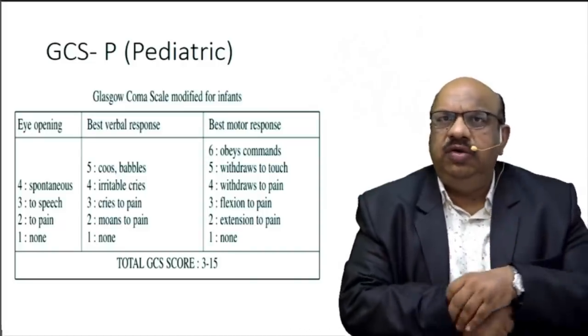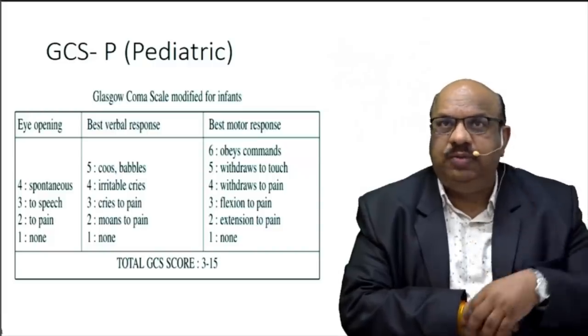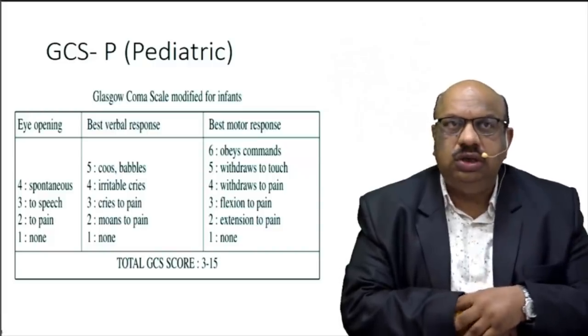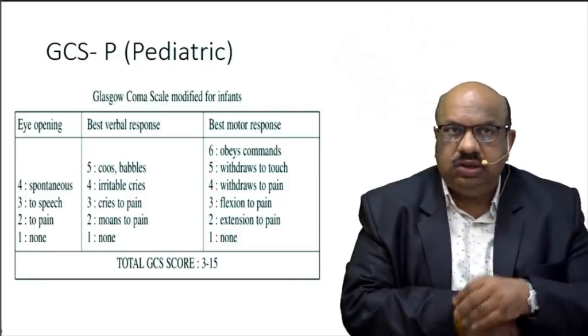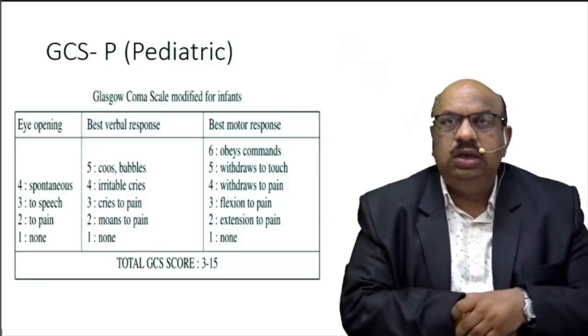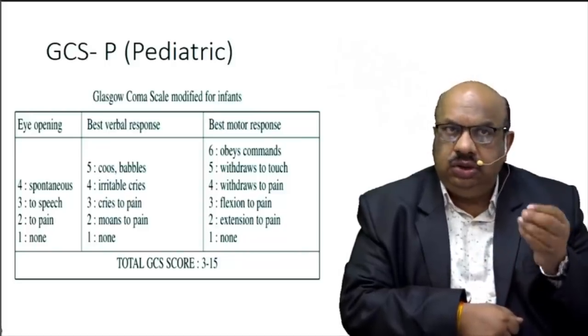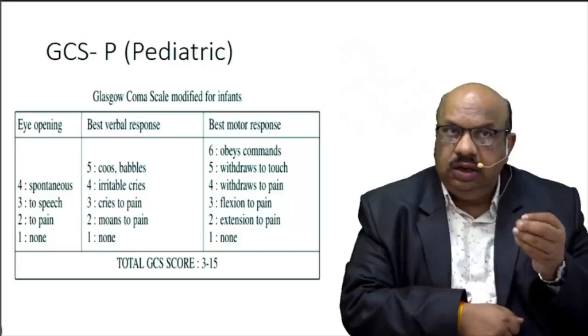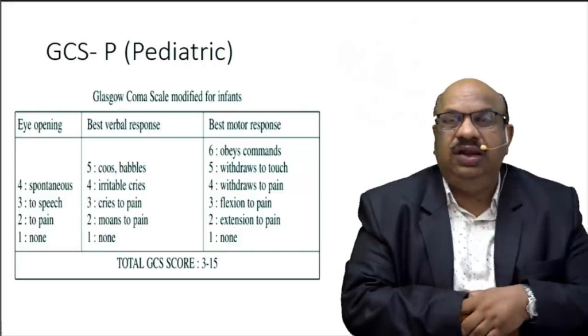So eye opening remains the same: no eye opening to pain, which you now call pressure, to speech, and spontaneous. That's eye opening. Verbal response: no response is 1, he is only producing sound, like he is moaning to pain. 2, he is crying to pain. 3 and 4: now the words here are cries to pain and irritable cries.